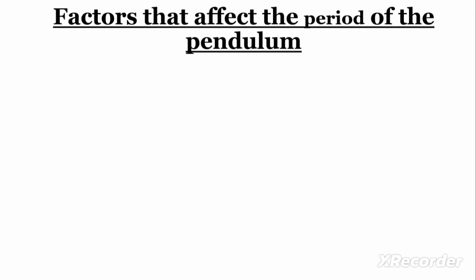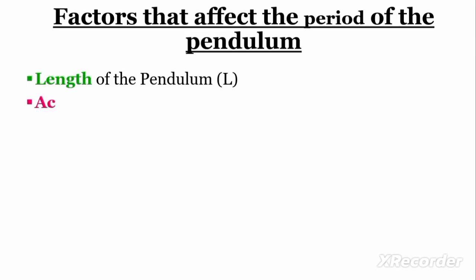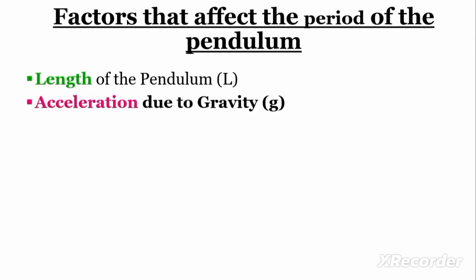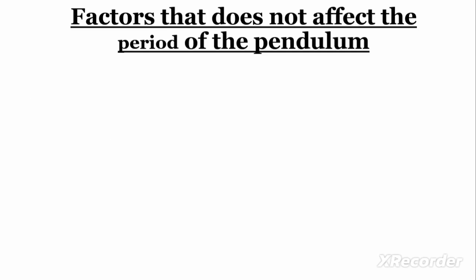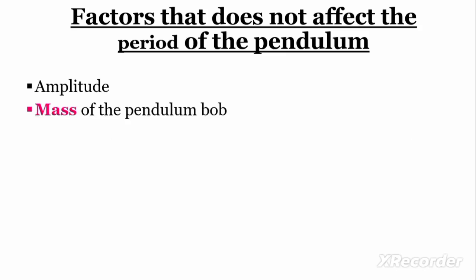Here we have factors that affect the period of the pendulum. Number one factor, the length of the pendulum. Does the length of the pendulum affect the period of the pendulum? Acceleration due to gravity affects the period of the pendulum. Now the question is asking for the factor that does not affect the period of the pendulum. So the number one factor that does not affect the period of the pendulum is amplitude. Amplitude doesn't affect the period of the pendulum.